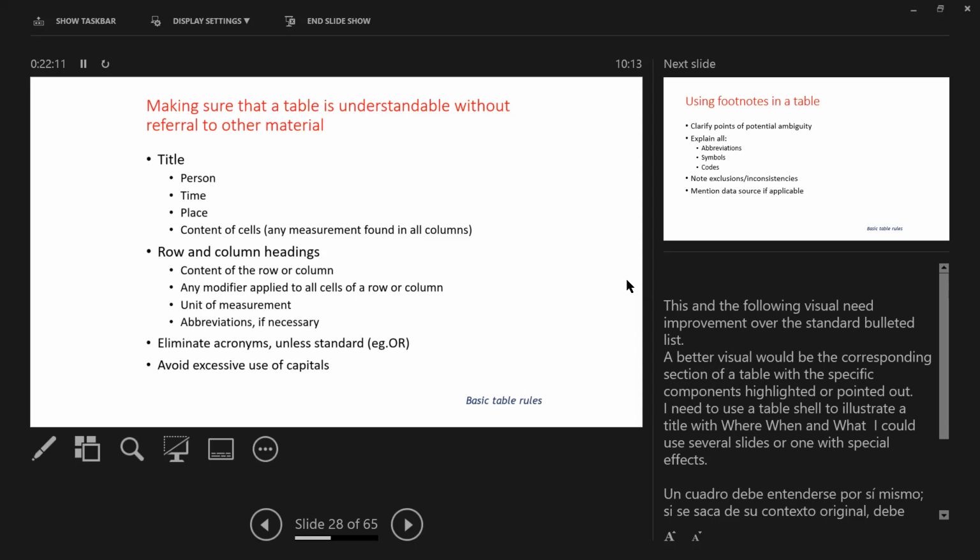And make sure, this is really important. A good table, you should be able to take out of your manuscript and look at it and understand everything. It should be self-sufficient. Right? So the title, you need to have person, time, and place in the title. You need to know what patients we're talking about. The row and the column headings, you should explain what the data is. You should specify the unit of measurement. You should avoid abbreviations because people don't necessarily understand them. So if you do use abbreviations or acronyms, put them in the bottom, explain what they are. Okay? And use the footnotes.